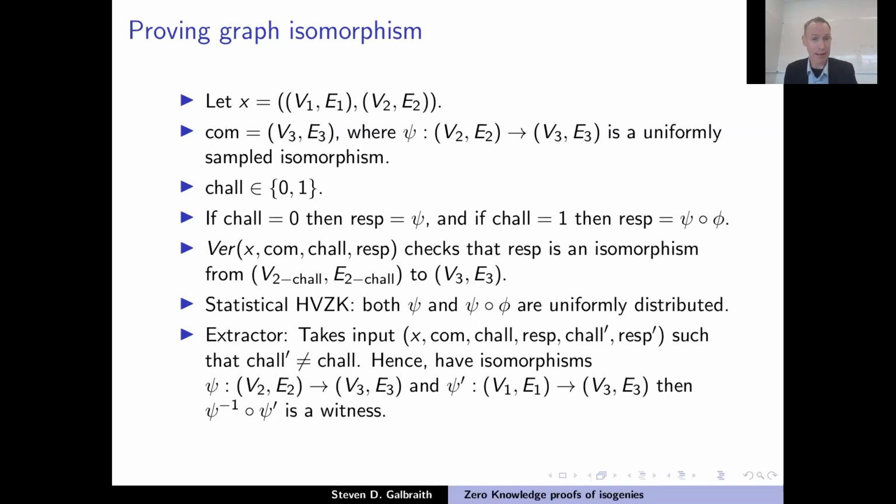And so what is the verifying algorithm? The verifying algorithm takes the instance X, the commitment, the challenge, and the response, and it verifies that the response really does provide an isomorphism between either V1 or V2, depending on the challenge, to V3. And checking an isomorphism means you check you've got a bijection on the vertex sets, and you check that every edge maps to an edge and vice versa. All right, so that's the verification algorithm. So let's prove zero knowledge, and then we'll prove soundness.